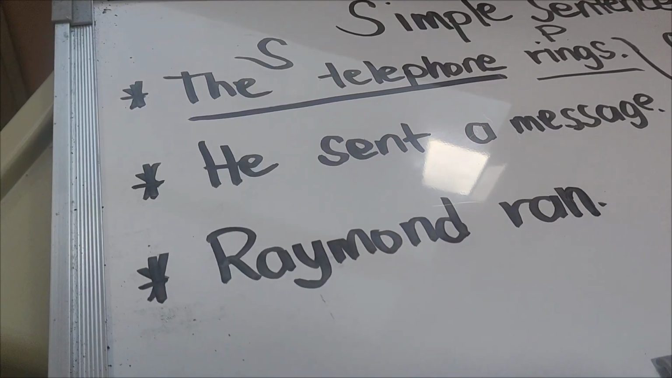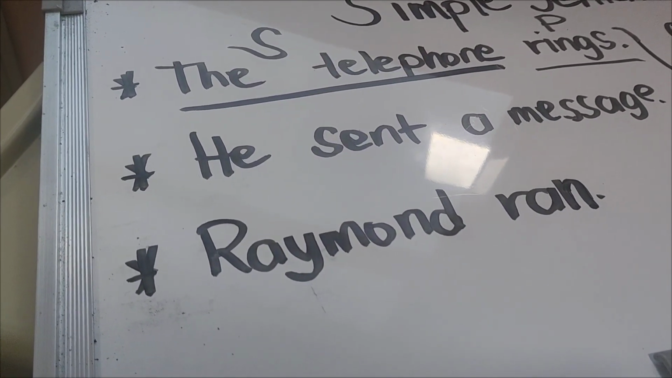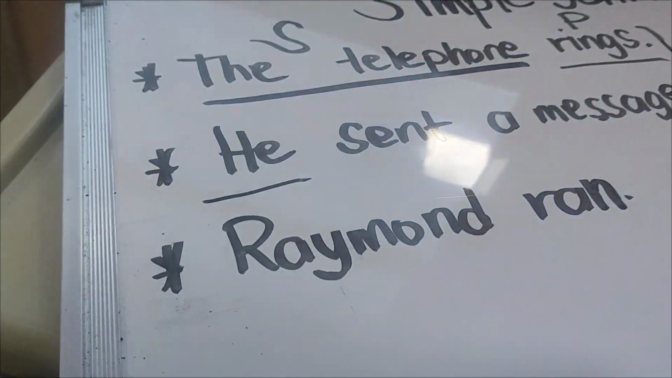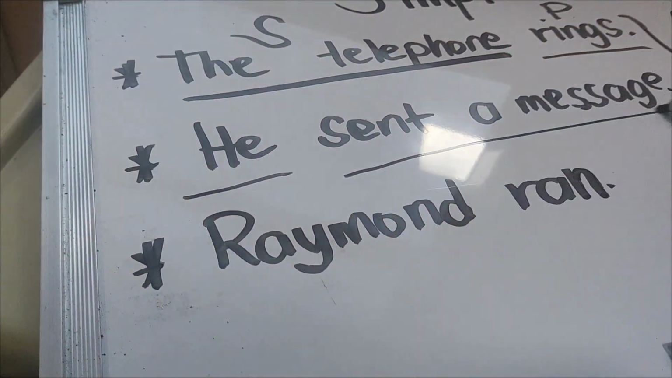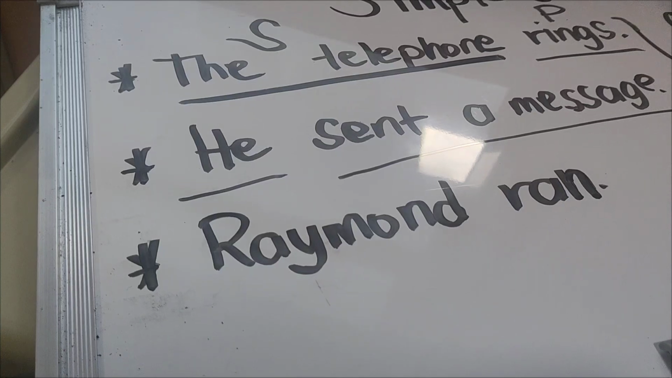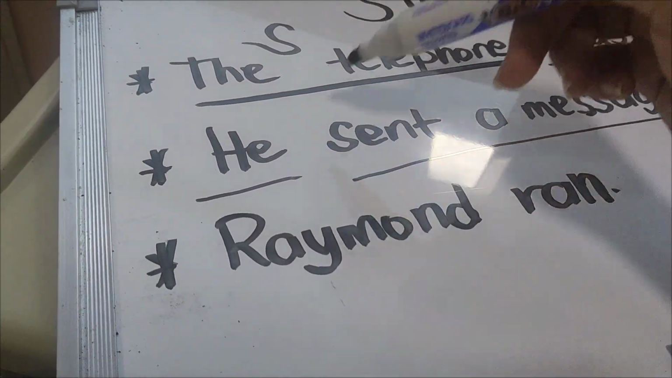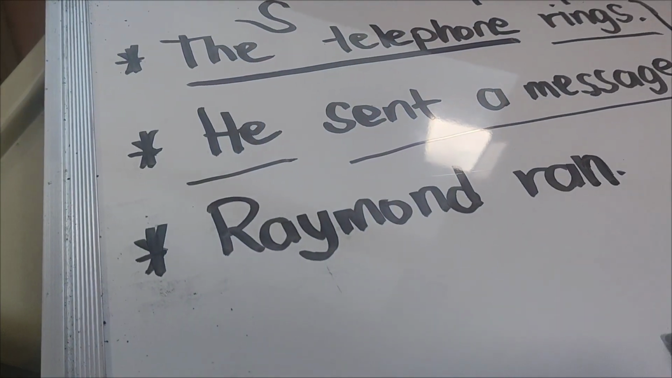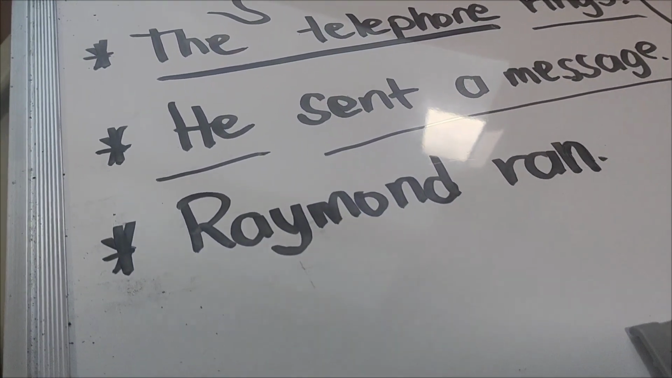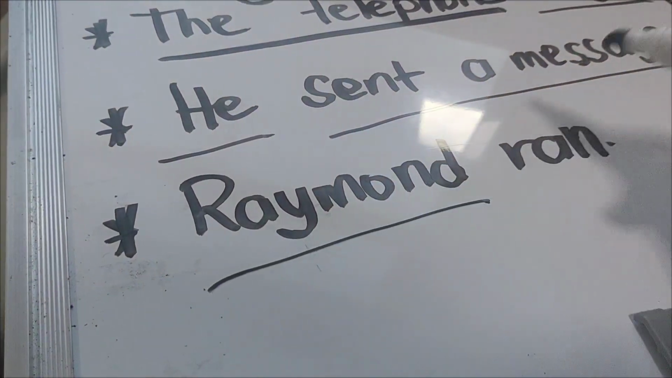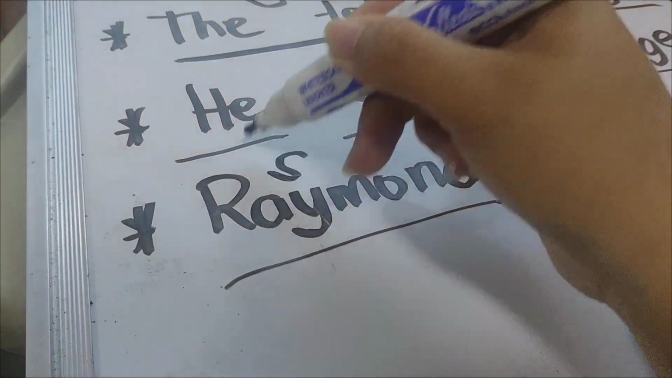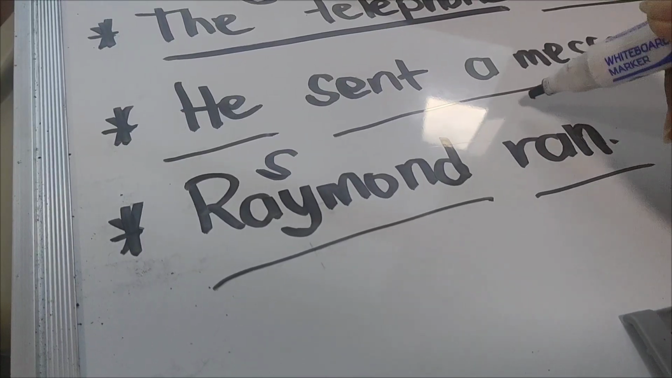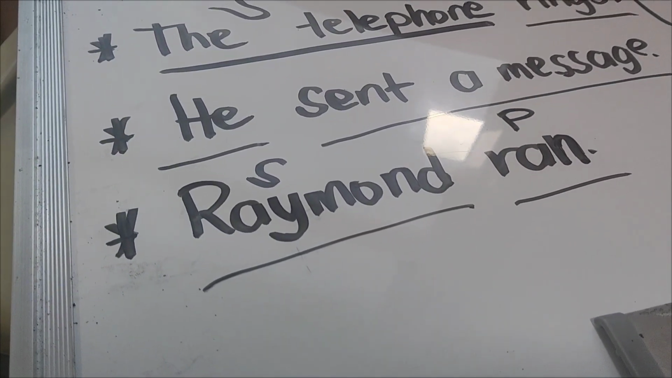See? And then, second, he sent a message. Subject is he, and the predicate is sent a message. So your subject could be a noun or a pronoun. Okay? And then last one, just 2 words but still makes sense. Raymond ran. So you have your subject Raymond, and what did Raymond do? He ran. So that's your predicate.